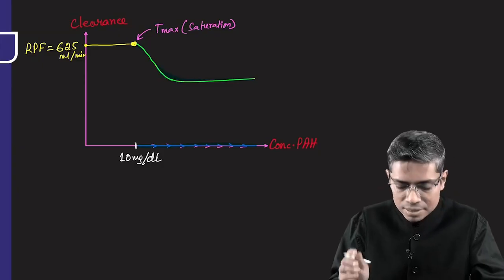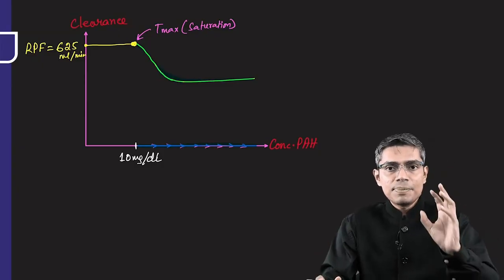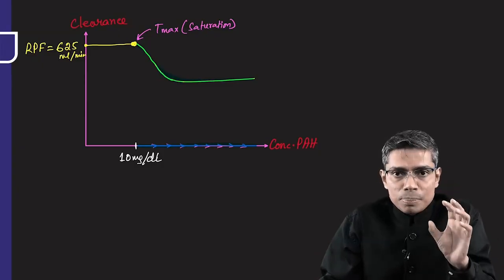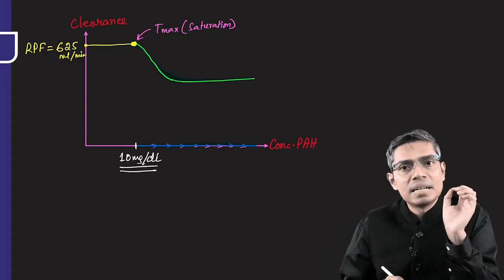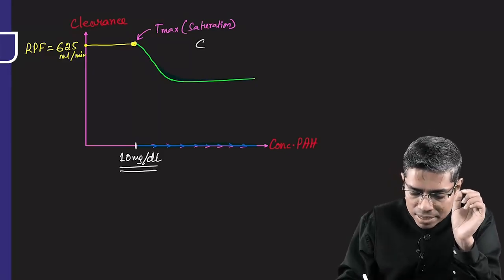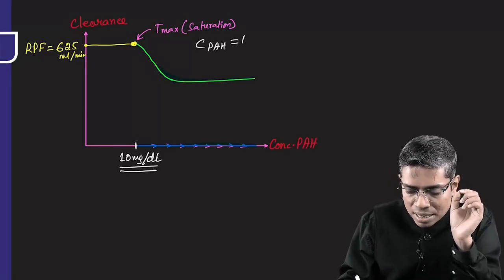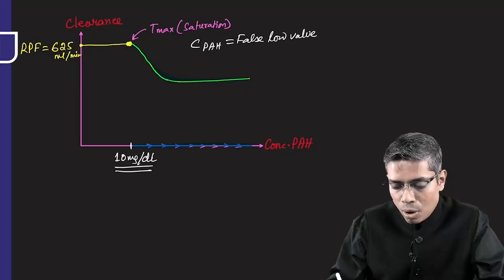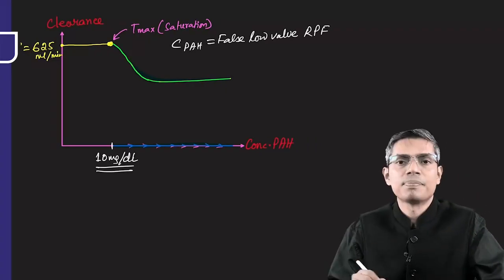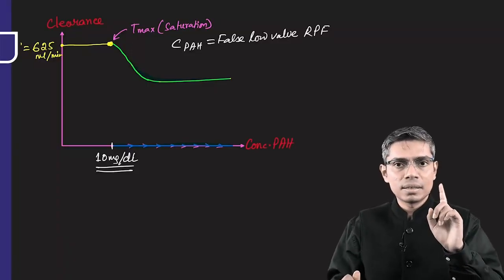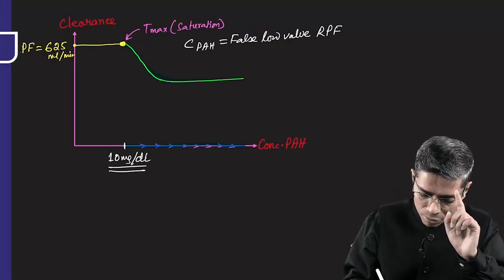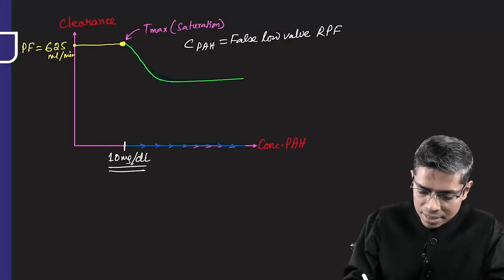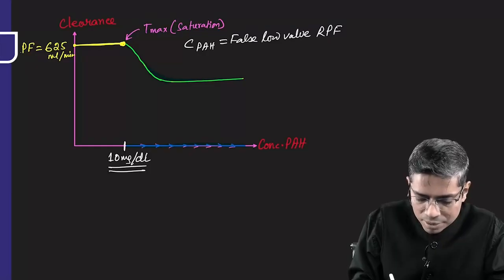So this curve is very important. If you inject a huge amount of PAH, whenever your PAH concentration in the plasma is greater than 10 milligram per dl, in these cases the clearance of PAH will give you a falsely low value of renal plasma flow. So if you want to measure renal plasma flow by PAH clearance, the concentration should be lesser than 10 milligram per dl. Then and only then you are going to get this kind of curve, right?